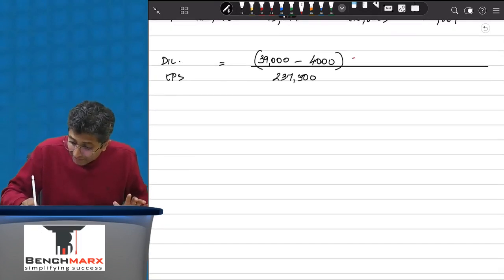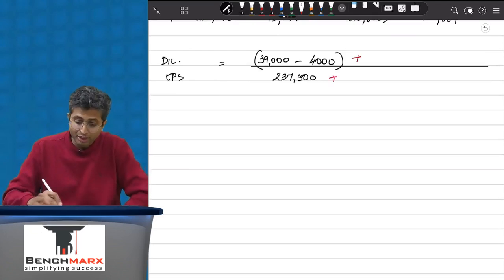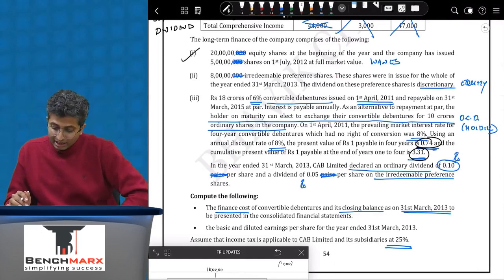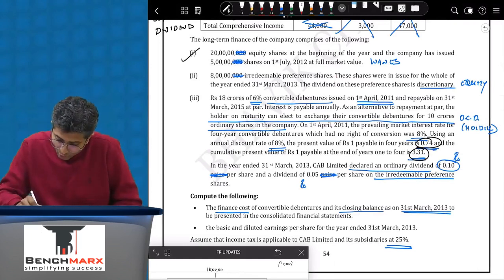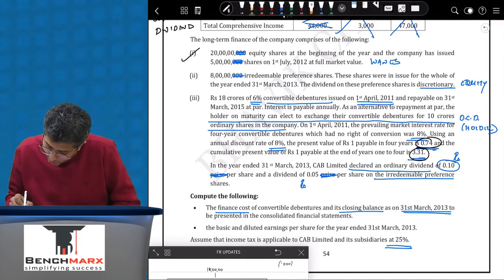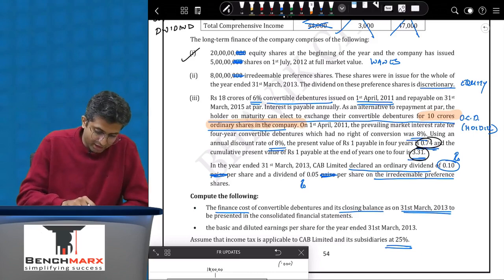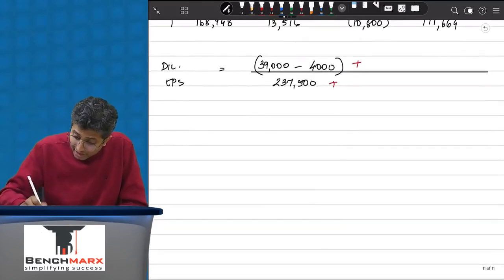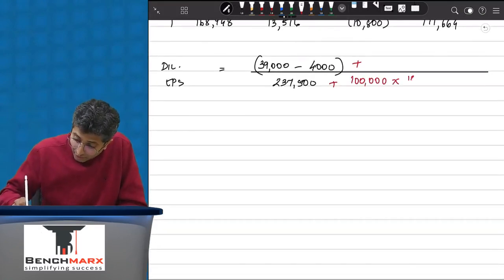However, if there are potential equity shares, and how many potential equity shares are there? I guess these are 10 crores. 10 crores will come to, let us say, 1 lakh in lakhs. So if you go to see, this 18 crore will convert into 10 crore ordinary shares. So if you take 10 crores on your calculator and divide it by 1000, yes, that is 1 lakh. So you will issue 1 lakh shares, which will be outstanding for the entire 12 months.